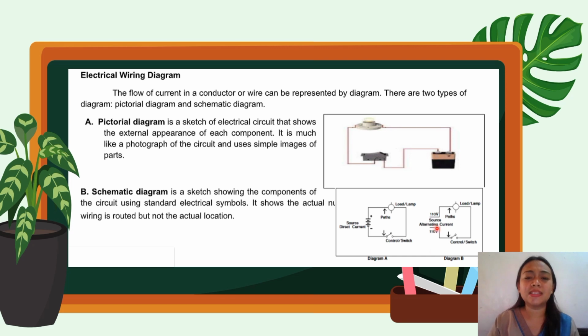So dito, kapag schematic diagram, you must be familiar with the electrical symbols. Like for this one, this is for the current. This symbol is for the load or the lamp. And this one is for the switch. So, kailangan meron kayong familiarization with the electrical symbols for you to interpret this kind of diagram. While for pictorial diagram, hindi na kayo mahihirapang i-interpret kasi nga, siya ay gumagamit na ng mga photograph or images of the different parts or components ng diagram.